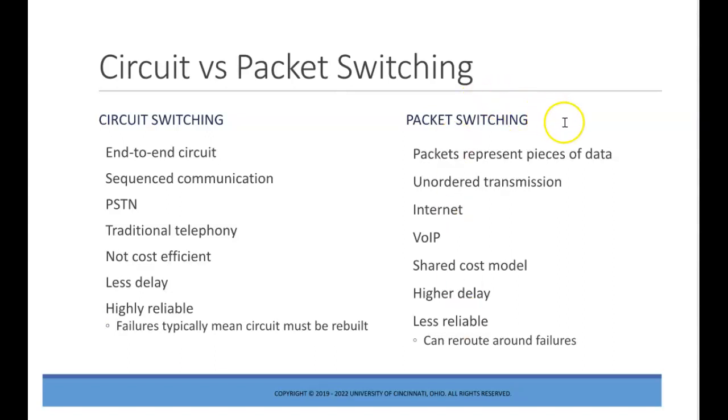On the other hand, packet switching, the packets represent pieces of data. There is an unordered transmission. We usually find this in the internet. Voice over IP. There is a shared cost model, a higher delay, and it is less reliable. It can reroute around failures. The major benefit of packet switching over circuit switching is cost savings. That's why it is the most prevalent.